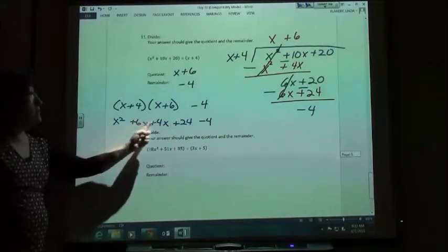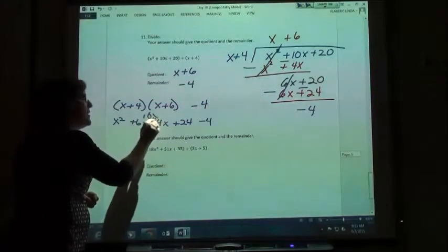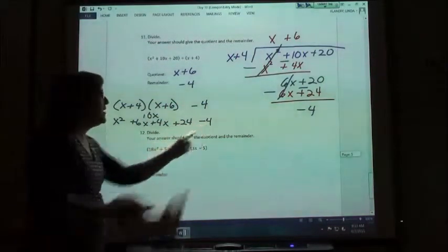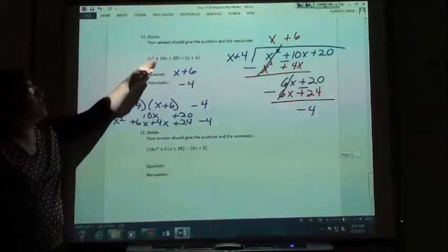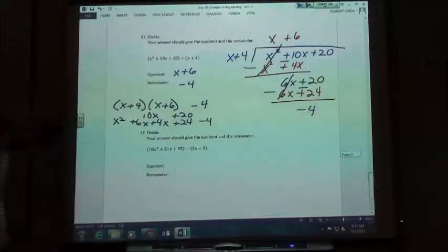So 6 plus 4 gives me 10x here. 24 minus 4 is 20 there. Sure enough, I got x squared plus 10x plus 20.